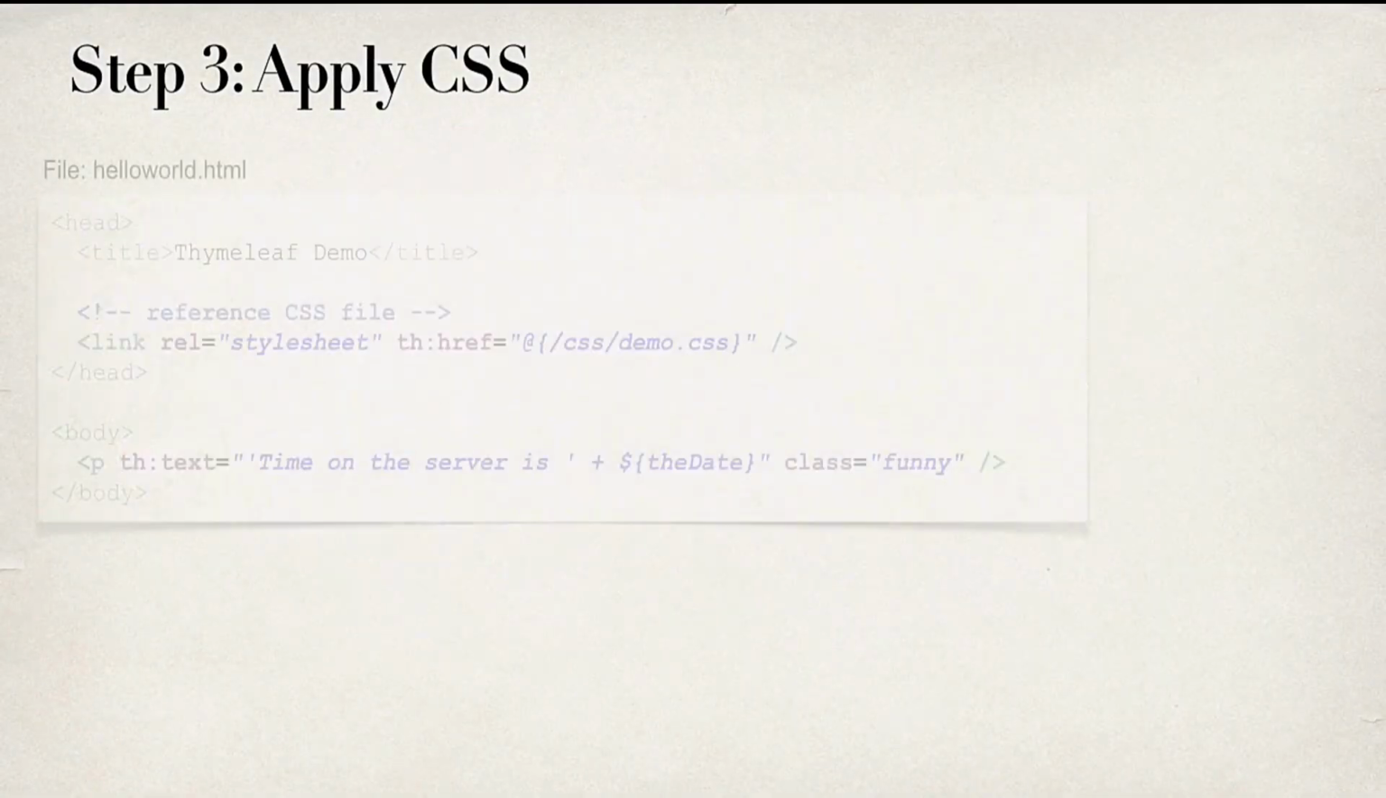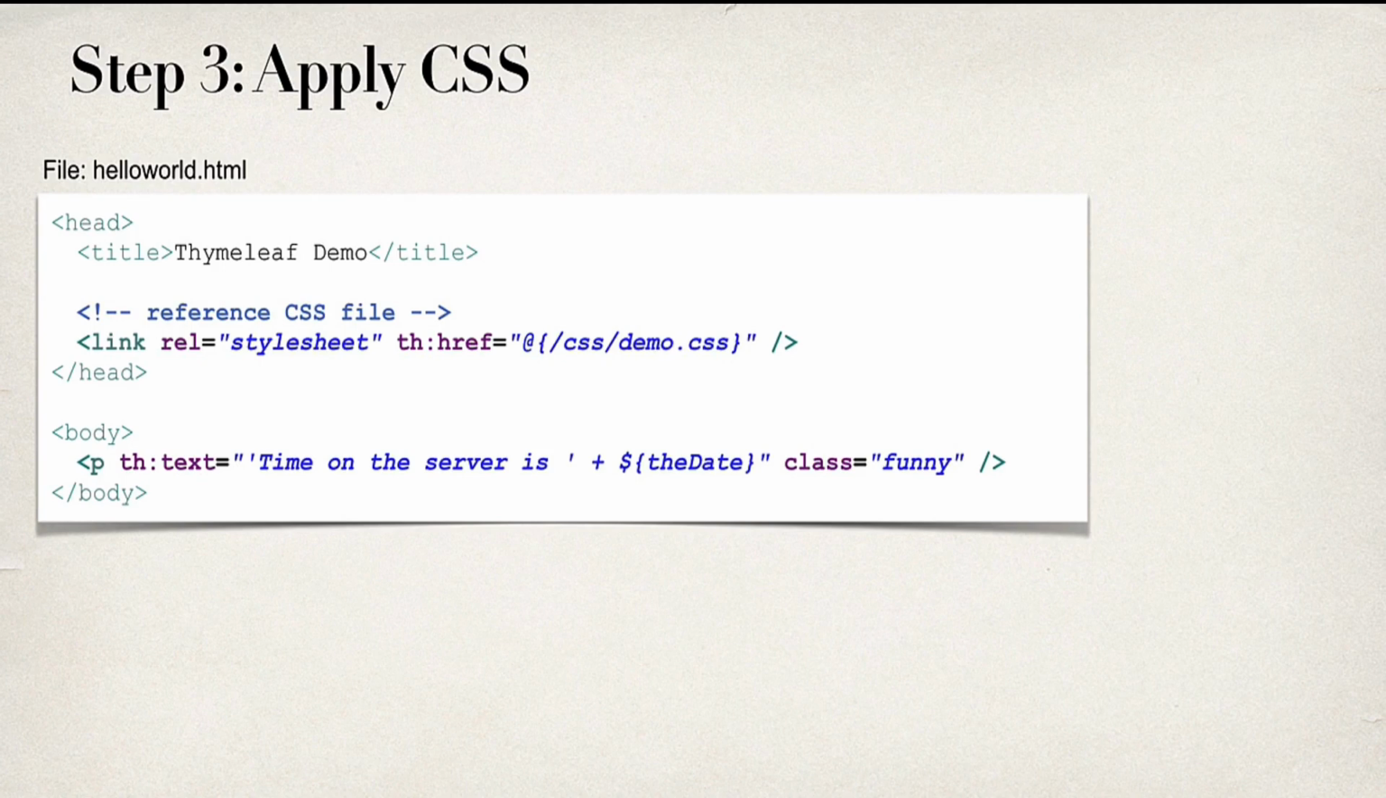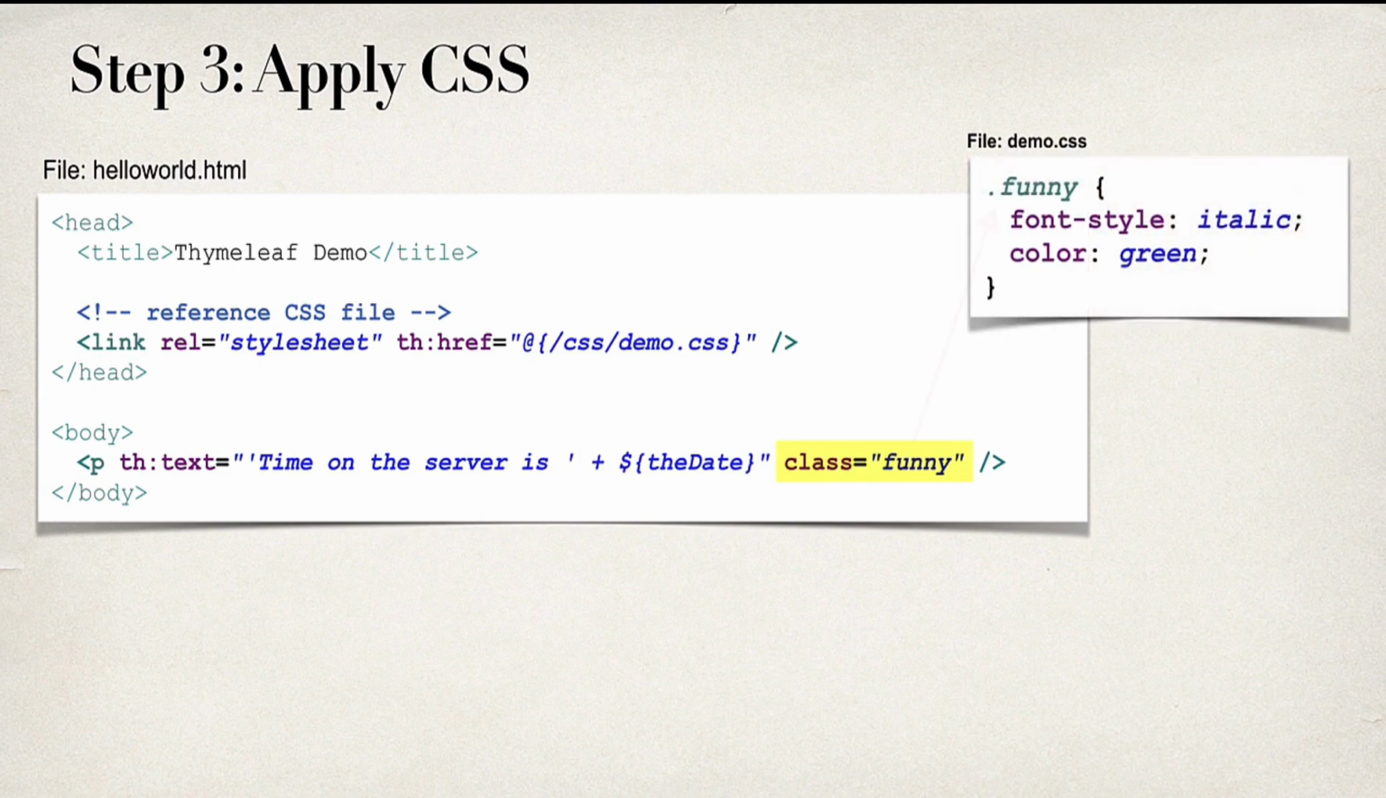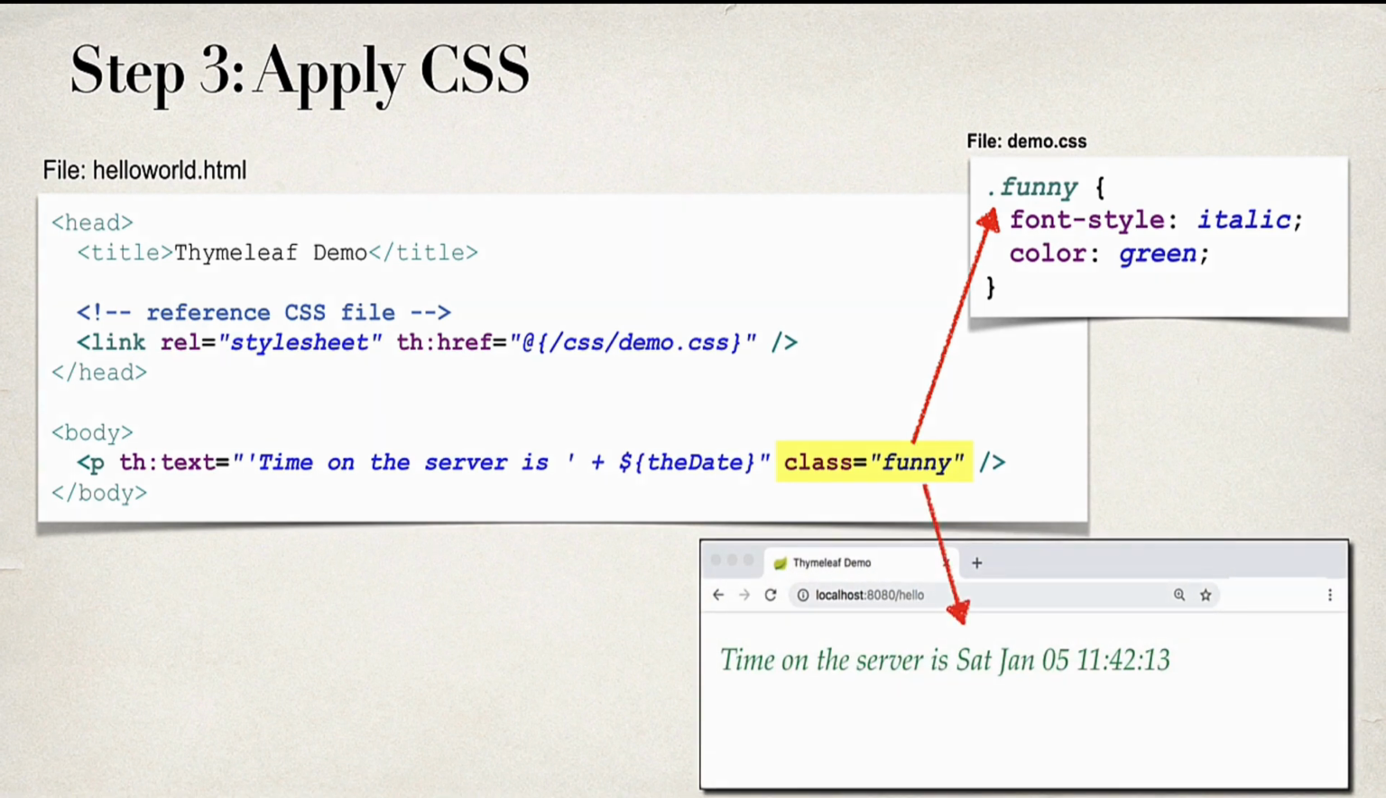Now in step three, we'll actually apply the CSS style. So here's our example. Time on the server is, and I give class equals funny. So that's the actual name of the style that's in my demo.css file. And then it'll apply that style and we'll get the appropriate output, right? So our time on the server is, it's in italics and the color is green. So very basic CSS work there, but at least you see how to integrate CSS with Thymeleaf templates.